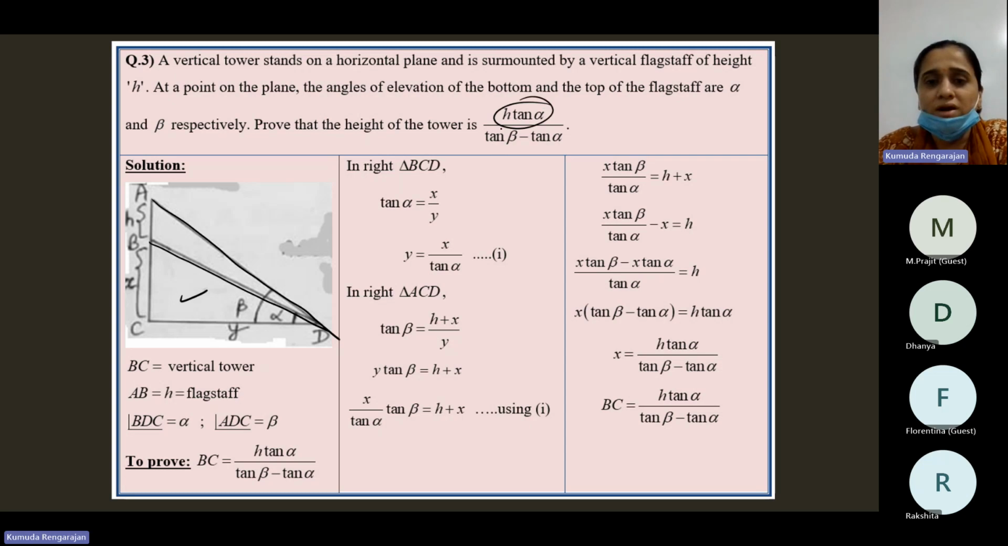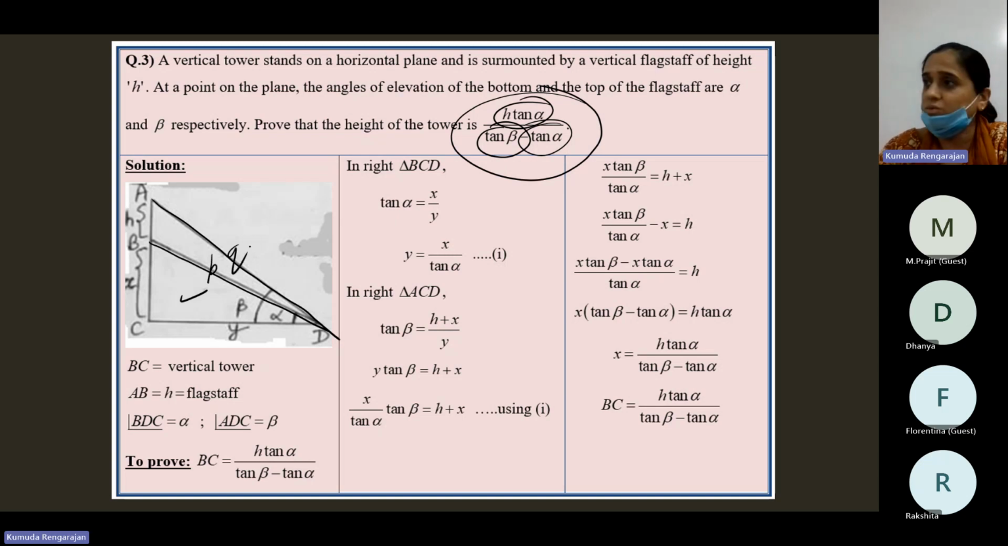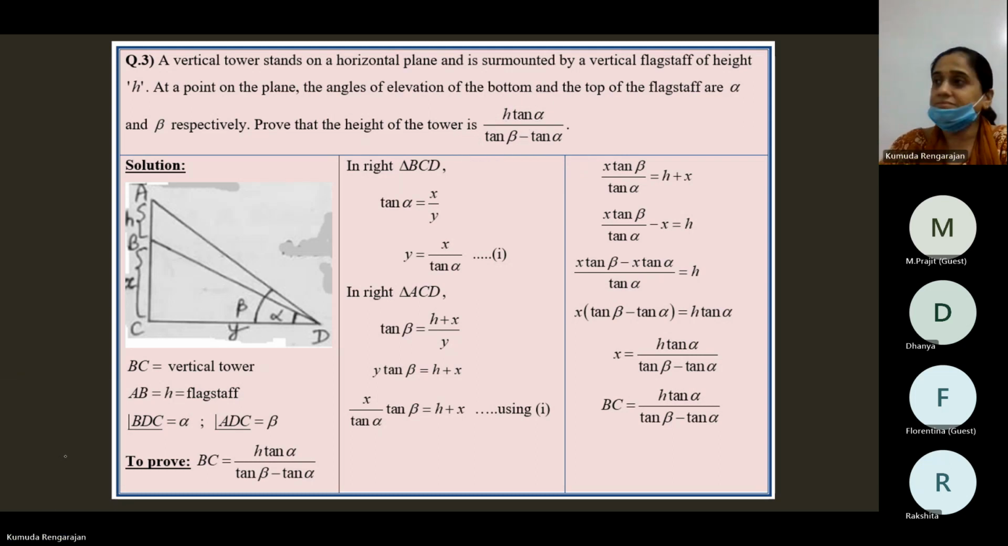You can see here what ratios to use. Whatever ratios appear in the final result, only those ratios you have to use. For alpha and beta, only tan is used. So use only tan, and when we're using tan, the hypotenuse doesn't come, so you don't have to mark it. If the hypotenuse is in the picture, then yes, you should mark it as P and this one as Q. Now it's not required.